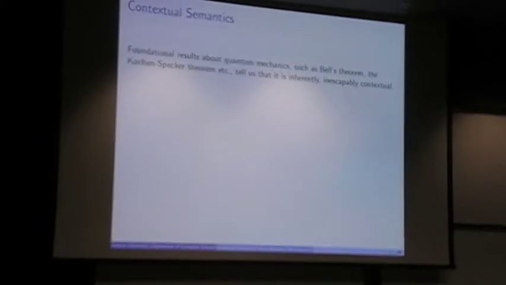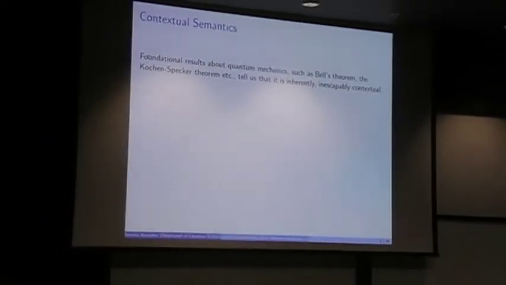So the starting point would indeed be the foundational results of quantum mechanics, such as Bell's theorem, the Kochen-Specker theorem, and other fundamental such results. They tell us that quantum mechanics, and therefore, insofar as it gives us a picture of reality, and it seems to give us as good a picture as we have of reality, is inherently and inescapably contextual.